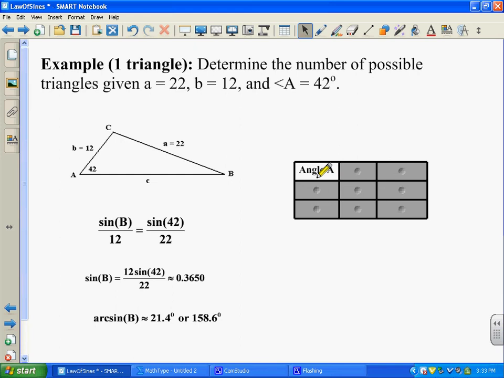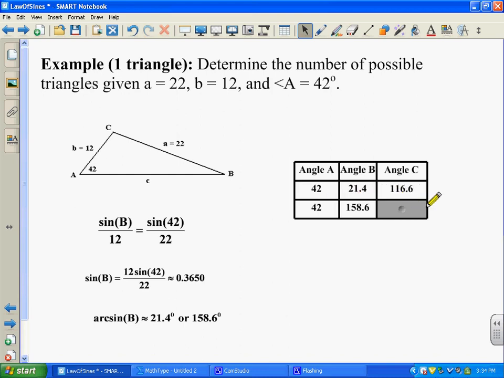Okay, so let's make a little chart. Angle A, angle B, angle C. We know that angle A has to be 42. That's been given to us. We can't change that. We've calculated that angle B could either be 21.4 or 158.6. To find angle C, we subtract both of these values together from 180.